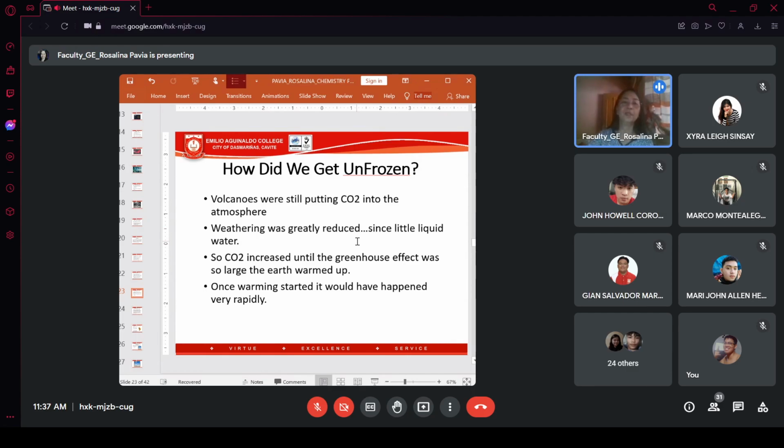So that time, carbon dioxide increased until the greenhouse effect was so large, the earth warmed up. So once warming started, it would have happened very rapidly. All right? Now, we are experiencing what we call global warming because of this too much CO2 in the atmosphere. Because of our carbon footprints. Marami na tayong CO2 emissions na umaakyat sa atmosphere. That's why as much as possible, we should reduce our carbon footprints.